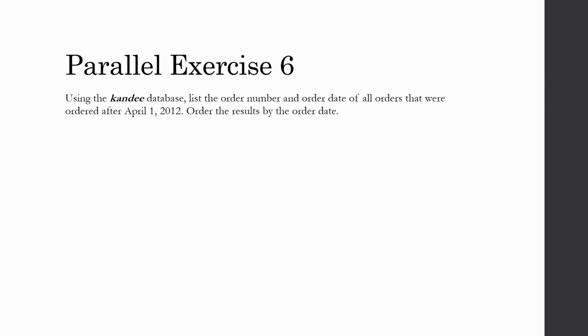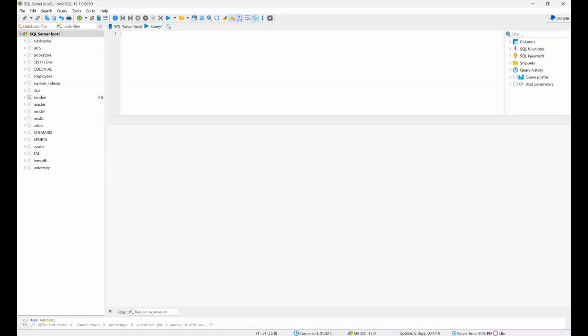Parallel exercise 6. Using the Candy database, list the order number and order date of all orders that were ordered after April 1, 2012. Order the results by the order date. Exercise 6 is a straightforward query, except that it's using a date for filtering and ordering.